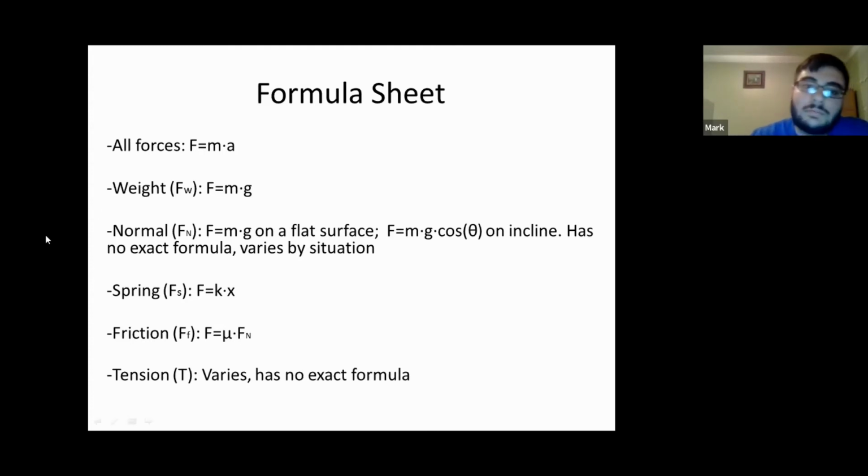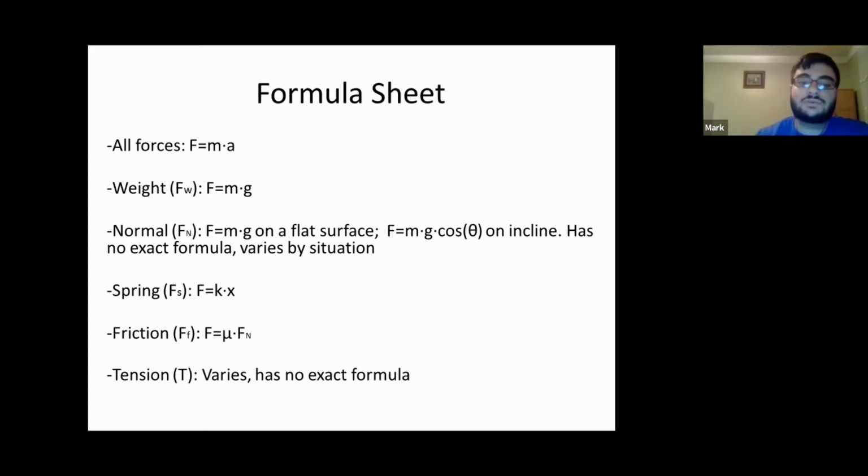So again, we mentioned normal force, spring force. Again, F equals kx. k is the spring constant. x is the distance that the spring is currently extended, which is its distance from its normal position. This is the normal position. This is the extended position. This spring can't compress, but if it could, you could also compress it.